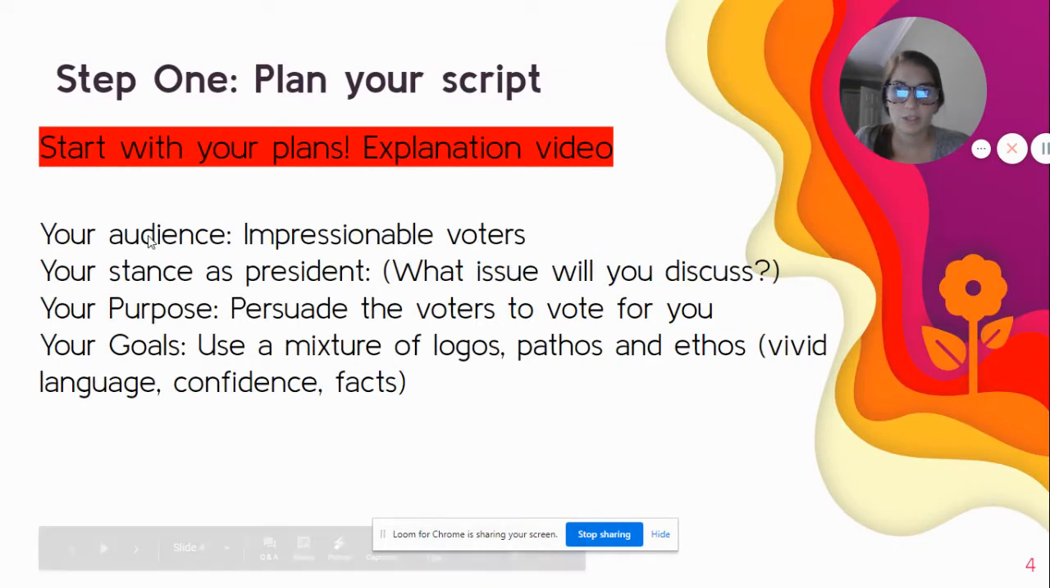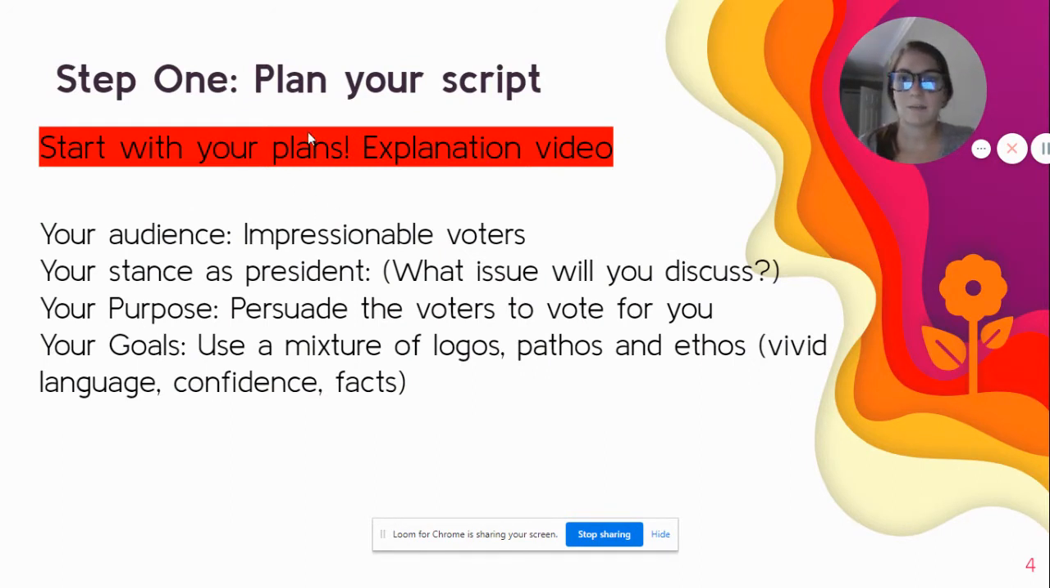So I have given you an audience, a stance, a purpose, and some goals to start off with, and also a structure, but that's going to be in your plans. There's going to be an explanational video here walking you through those plans. Your audience, they're impressionable voters. Your stance as a president, these are your opinions, so you need to pick 3 problems that you see in the U.S. and then come up with 3 possible solutions for them. And then your purpose is to persuade the voters to vote for you. Your goals for this assignment are to use a mixture of logos, pathos, and ethos. So a mixture of vivid language, confidence, and facts.